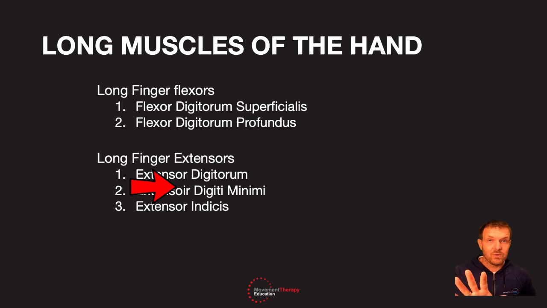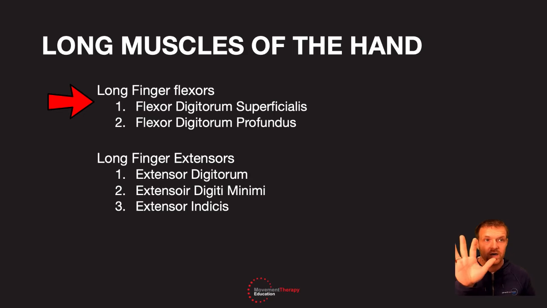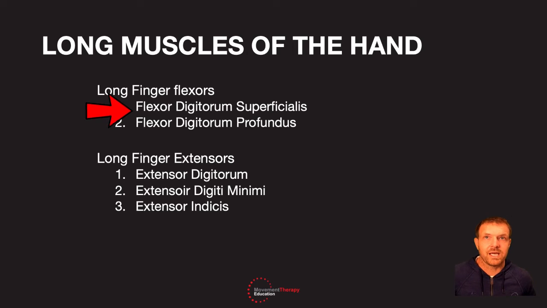So the key ones are going to be these 2, because that's what we've been covering so far. So we've been looking at the palm, and everything on this side flexes the fingers, so brings them forward. So that's what we're going to have a look at. So we've got flexor digitorum superficialis, however you want to say it, and then flexor digitorum profundus. Okay, so those are the long finger flexors.